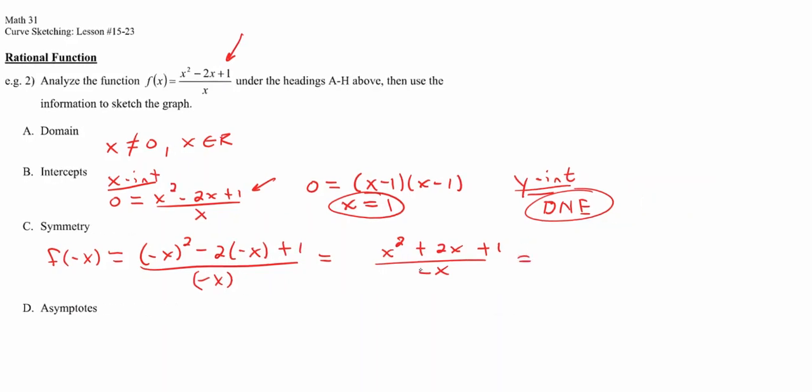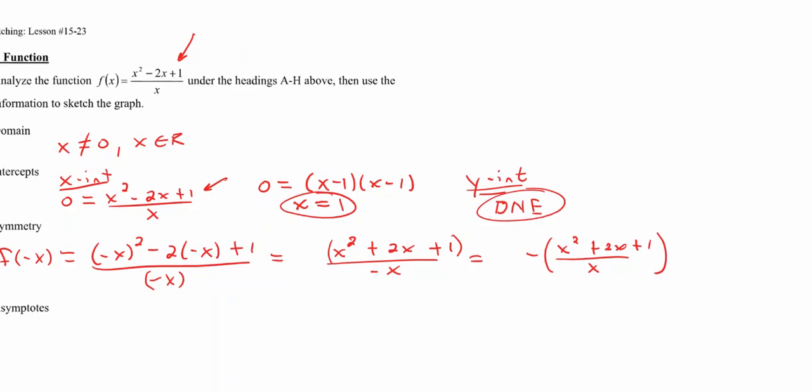Because the other one I could do here is take this negative that's sitting on the bottom, because that would actually be the same thing as just having a negative sitting out front of the whole thing. You could take that negative and just stick it out front. That is the same thing, like if these were in brackets, hopefully you can see that. So negative, and then all of this, x squared plus 2x plus 1 over x. You can see that this is also not f of x either. So we don't have odd symmetry either. So neither, so it has no symmetry.